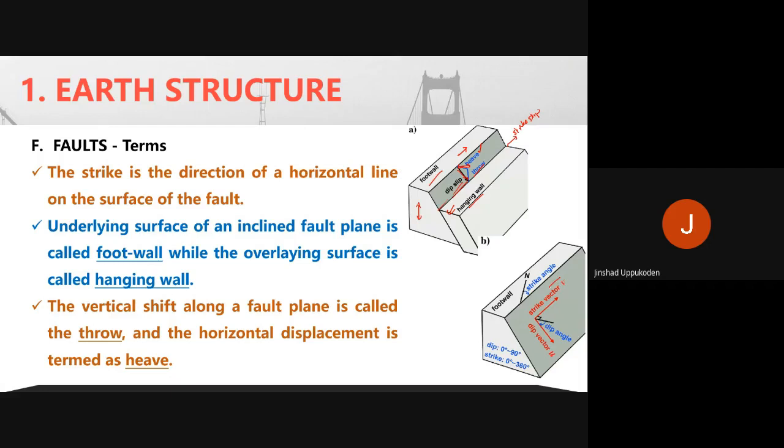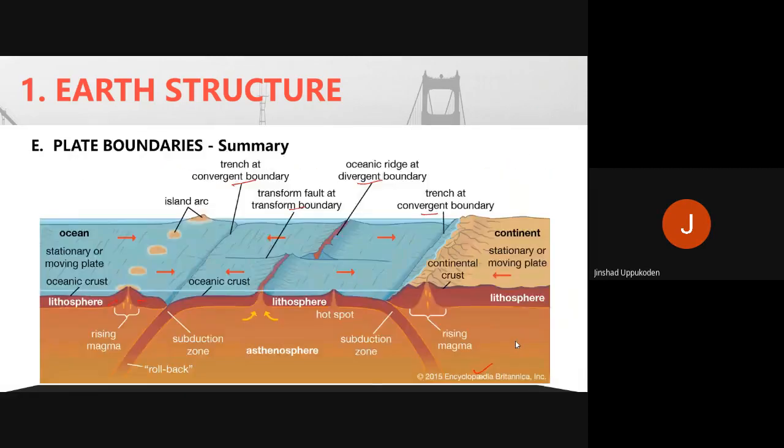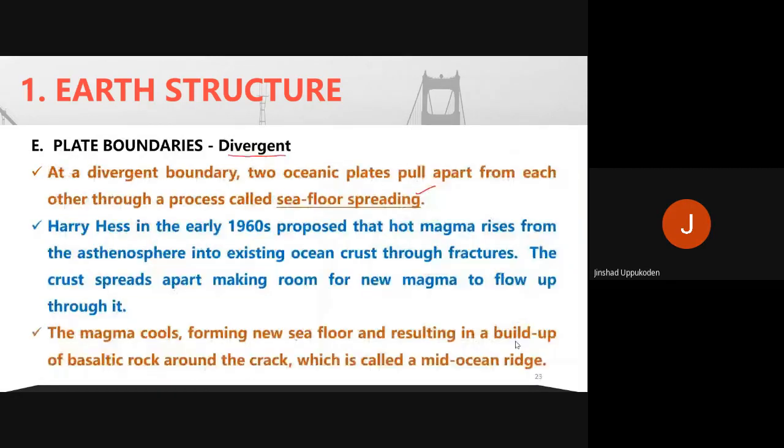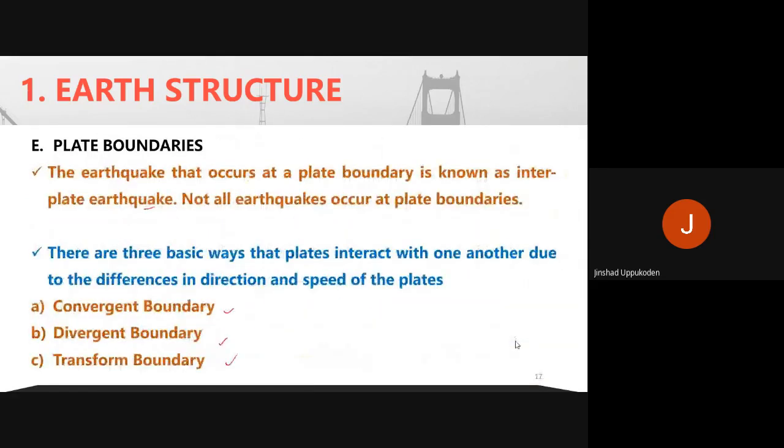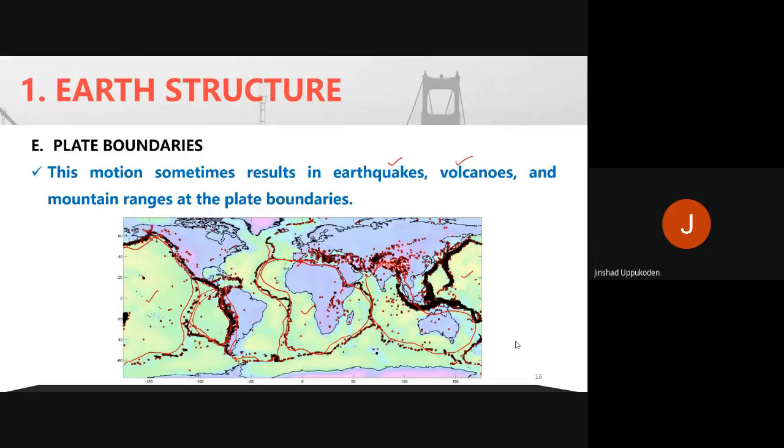You can see here the strike vector. If it moves along this direction, it slips. Either one is moving upward and the other is moving downwards. That is called dip, we call it the dip vector. You can see in this figure a large number of black and red marks. This is actually the Pacific Rim, the Ring of Fire.